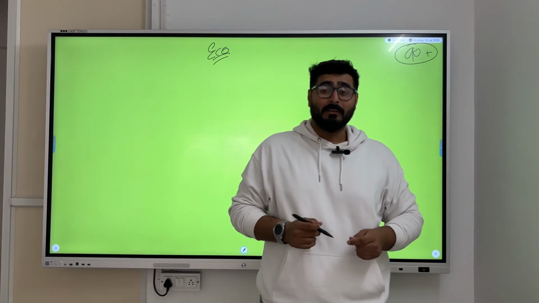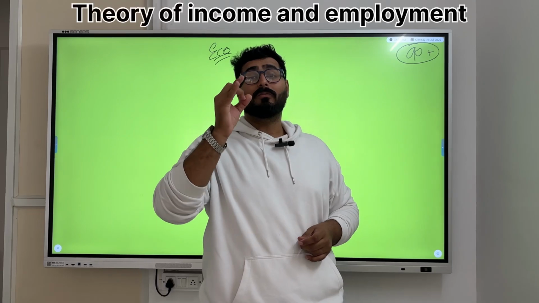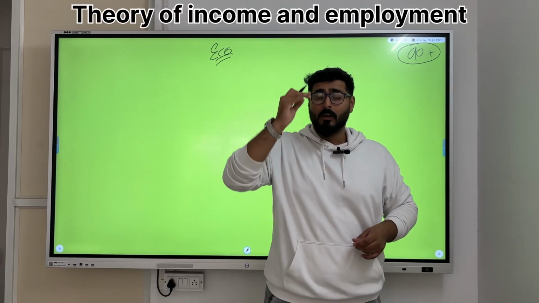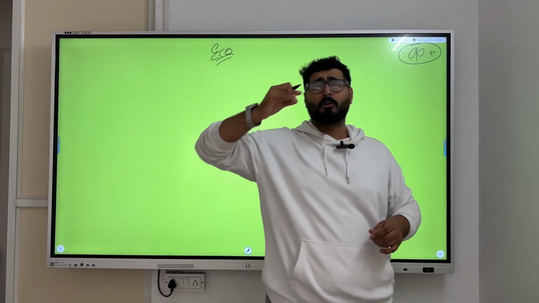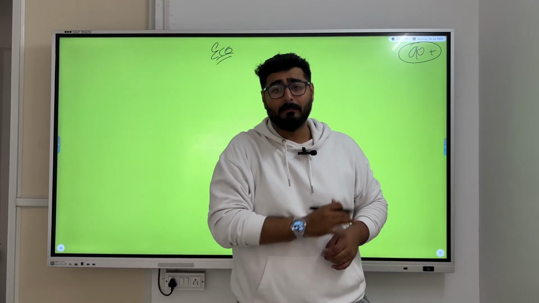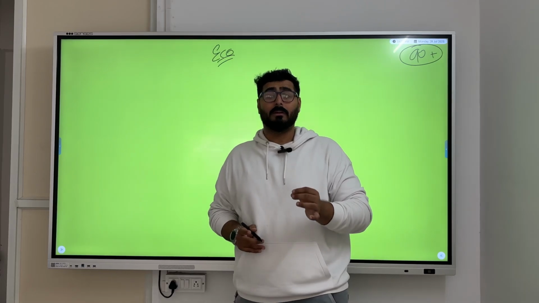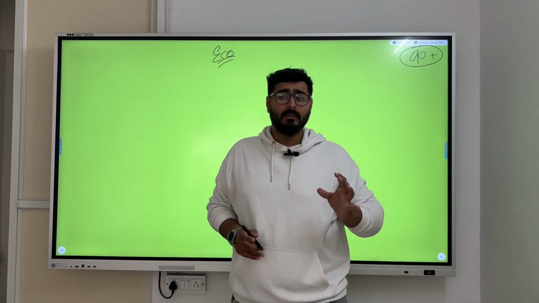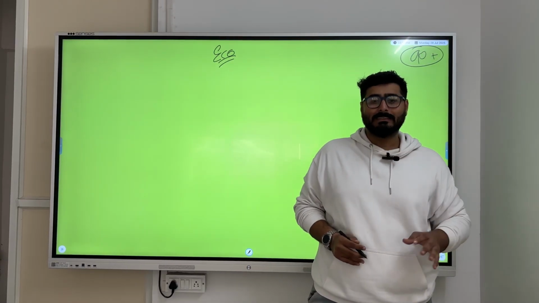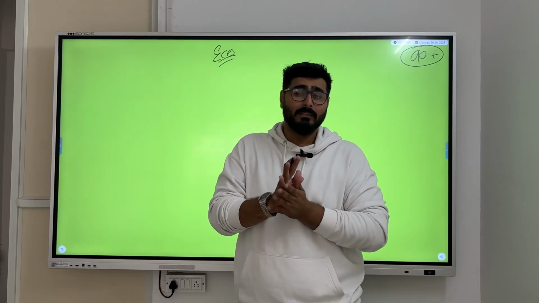Very important chapter, that is theory of income and employment. Board point of view, exam point of view, term point of view, preliminary point of view, the most important chapter is theory of income and employment. And also it is going to be very easy. Yes. So let's begin with the chapter.